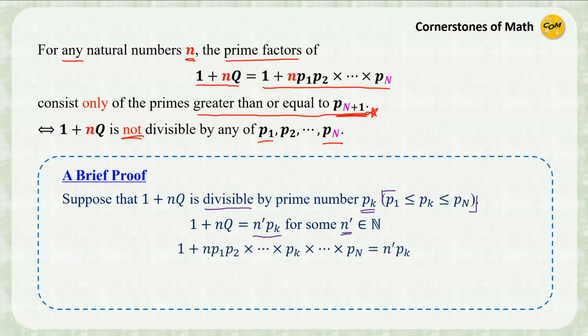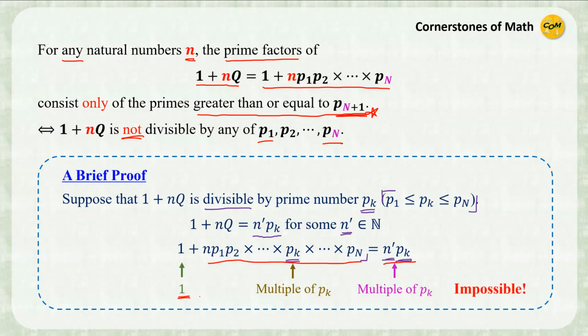That is 1 plus n p1 p2 times, and there has to be pk somewhere in the middle, and ... times p capital N is equal to n prime times pk. Notice that this term and this term are both multiples of pk, but their difference is 1, which is impossible. Therefore, we know that this statement is true, that all of the prime factors of 1 plus nq come from prime numbers that are greater than or equal to p capital N plus 1.